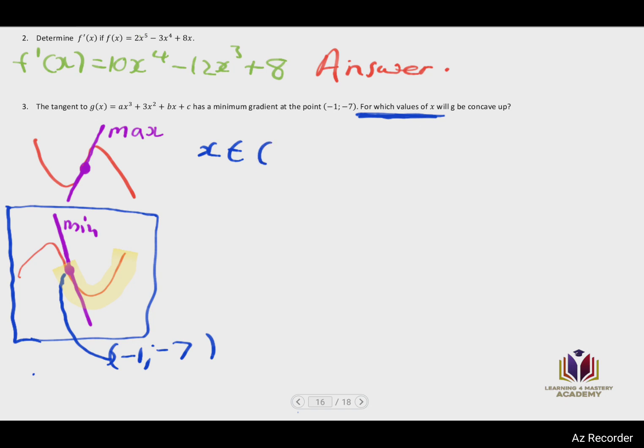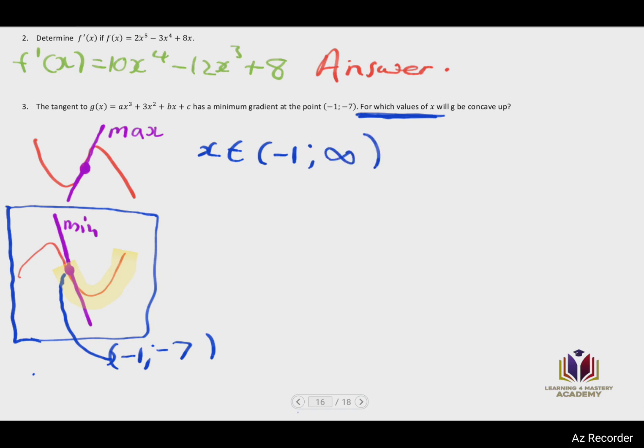Minus 1 is excluded, because the point of inflection is not concave up, it's where it changes its concavity. Okay, so the point of inflection is where the graph changes from concave down to concave up and vice versa. So it's going to be excluded, -1. That's why we have to exclude the x coordinate of the point of inflection. It's because at that point it's neither concave up or down. Okay, it's a flip point. So it's going to be x is the element of -1 to positive infinity.